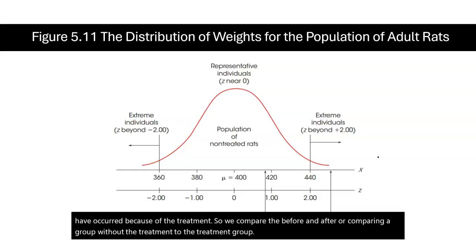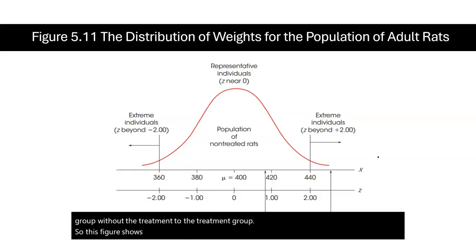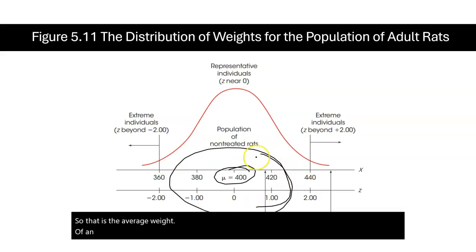So this figure shows a normal bell-shaped curve representing the weights of a population of adult rats. I know, super fun, right? So we have the mean weight of 400 grams. So that is the average weight of an adult rat. Most rats cluster around that center point.